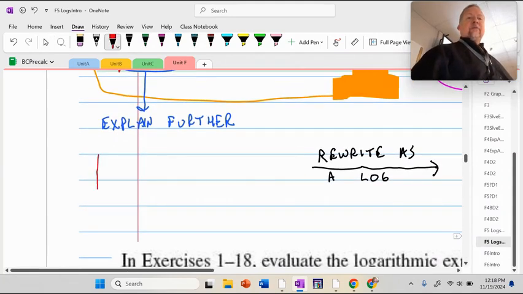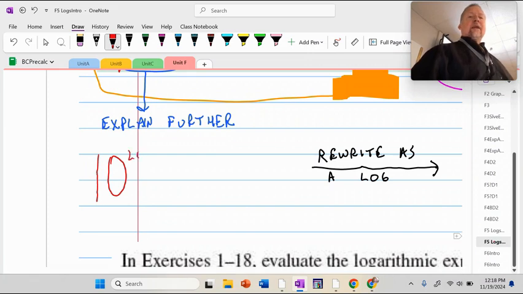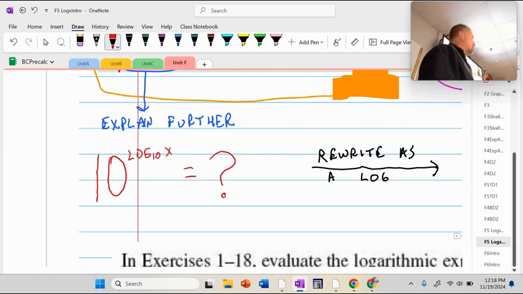Back in the day, this is what I would do with the students. I'd say, okay, let's make this 10 raised to the log base 10 of x, and then set this equal to, I don't know, a new made up variable, question mark. How do I know that equals x? I don't. So let me see what happens when I do this.